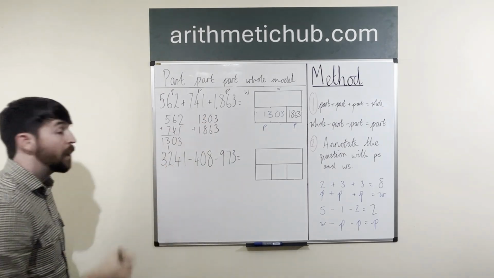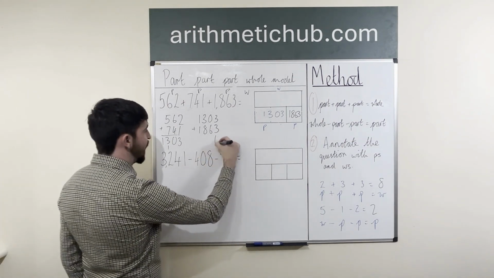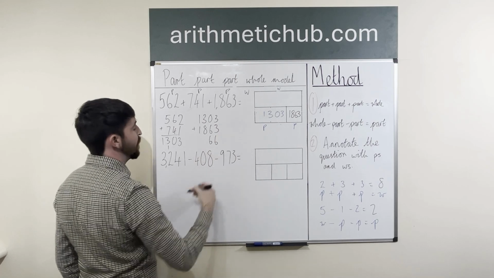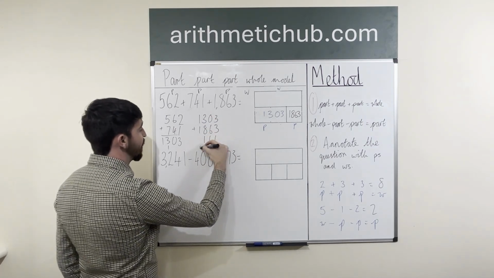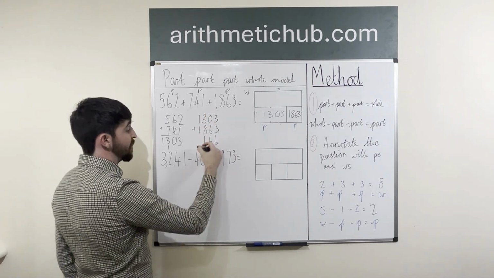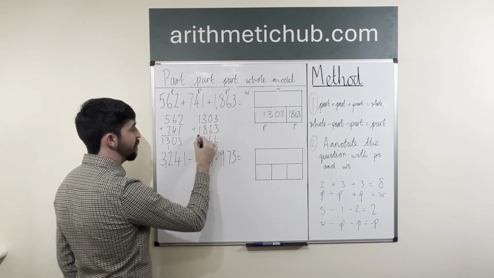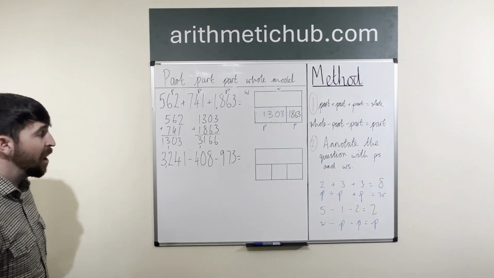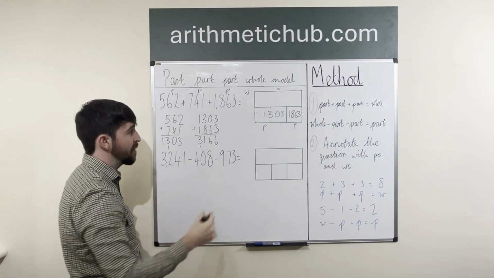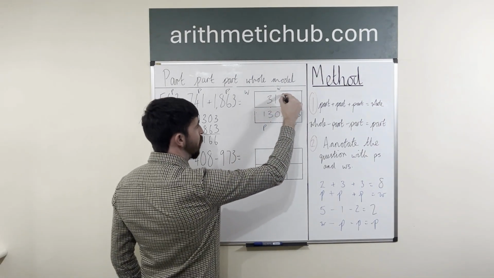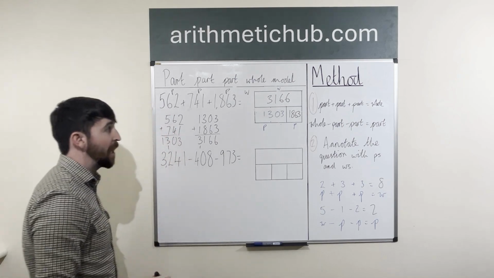1,863. 3 add 3 is going to give me 6. 0 add 6 is going to give me 6. 3 add 8 is going to give me 11. 1 add 1 is going to give me 2. Add the 1 is going to give me 3. So my answer would be 3,166. 3,166 would be my whole.